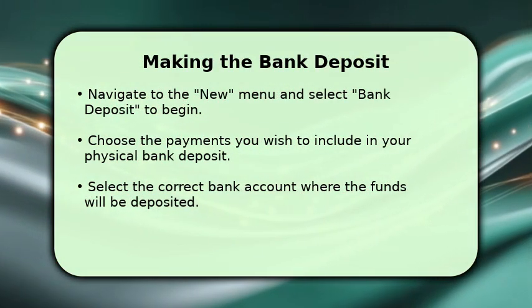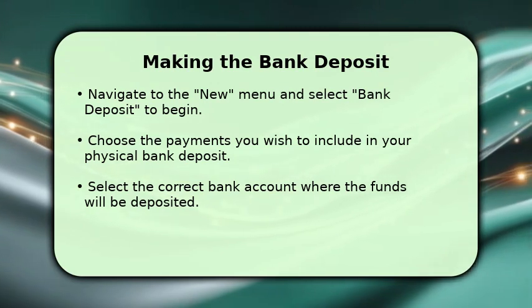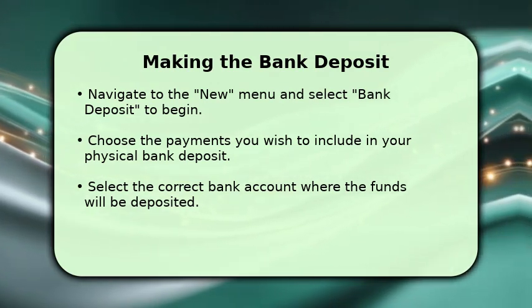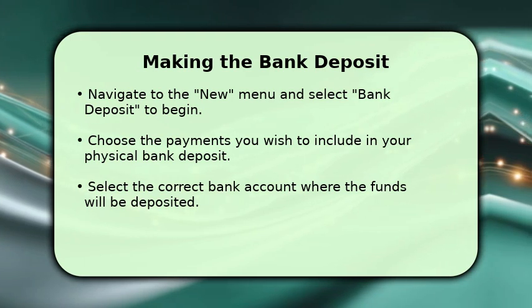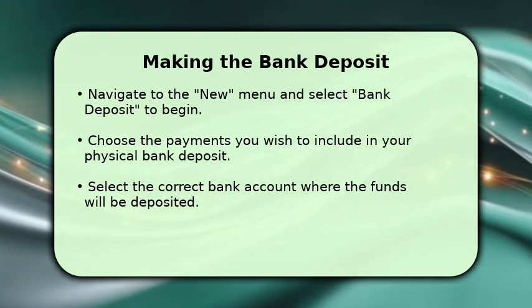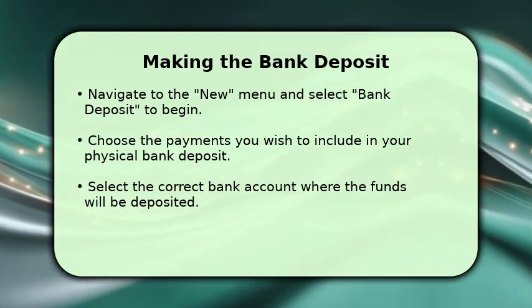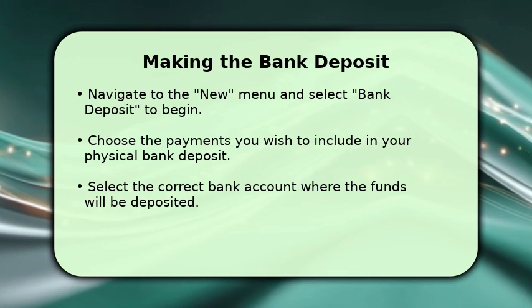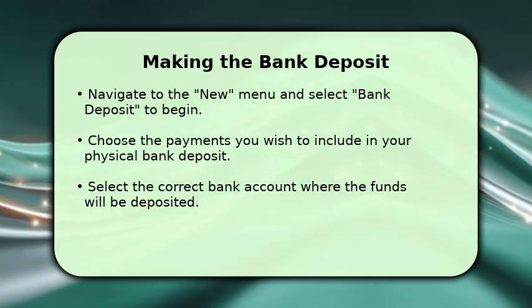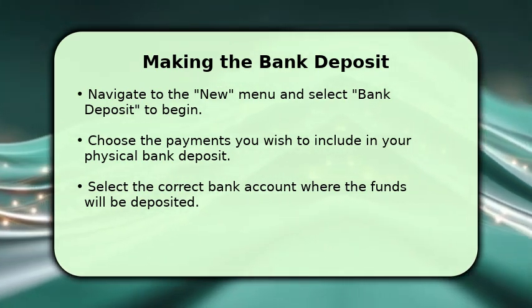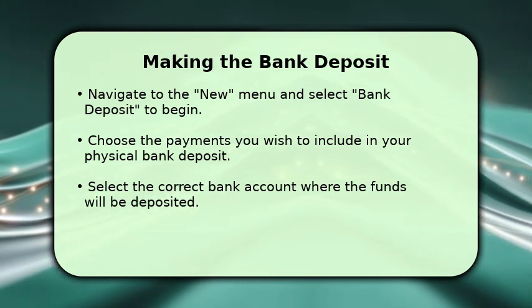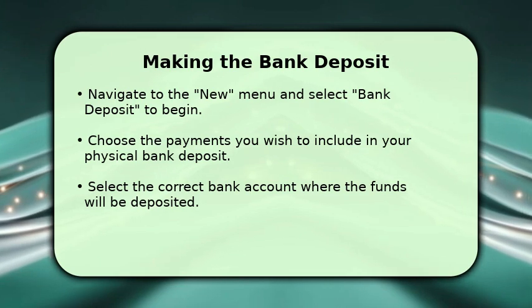Once you are ready to make a physical deposit at the bank, go to the New menu in QuickBooks Online and select Bank Deposit. Here, you will see all the payments currently sitting in your undeposited funds account. Select the specific payments that are part of your current bank deposit. Then, choose the correct bank account where these funds will be deposited, ensuring a perfect match.